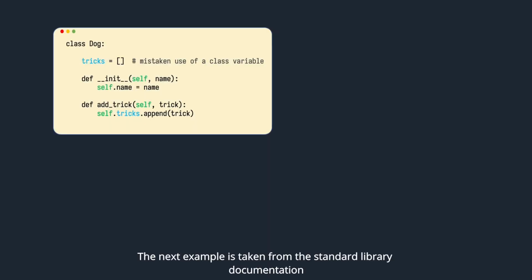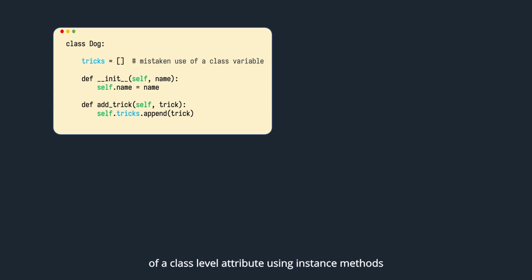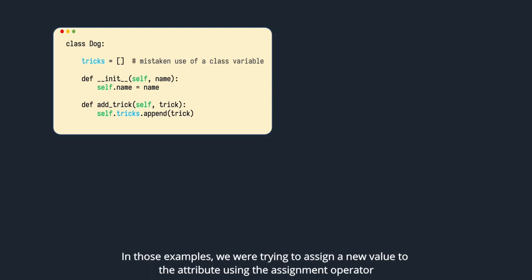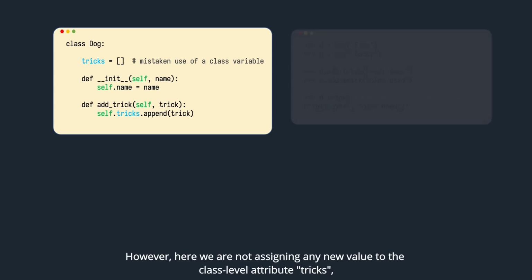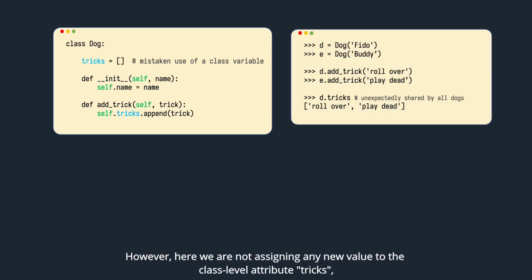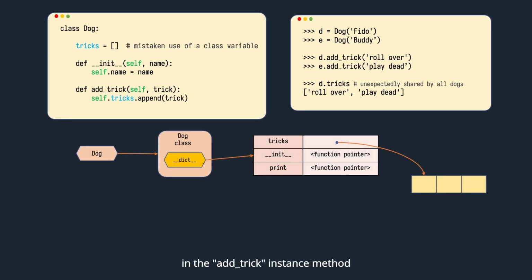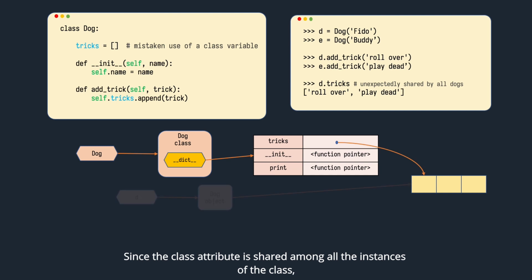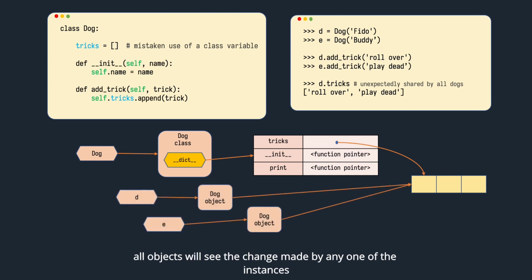The next example is taken from the standard library documentation. It shows a wrong use of the class attribute. In our previous examples, we saw that it's not possible to change the value of a class-level attribute using instance methods. In those examples, we were trying to assign a new value to the attribute using the assignment operator. However, here we are not assigning any new value to the class-level attribute tricks in the addTrick instance method. Instead, we mutate the list object using its append method. This mutates the tricks list. Since the class attribute is shared among all the instances of the class, all objects will see the change made by any one of the instances.